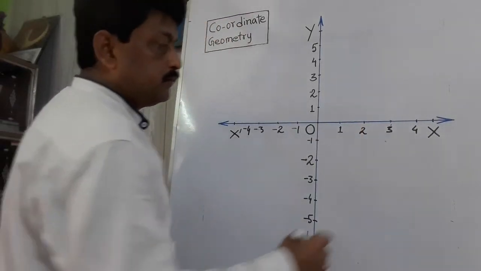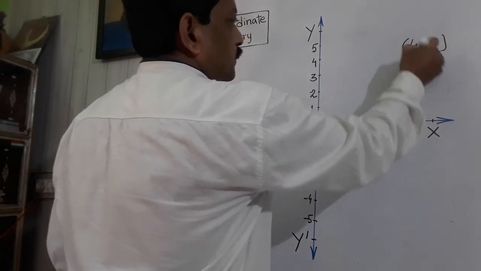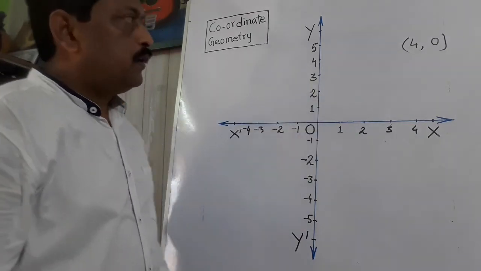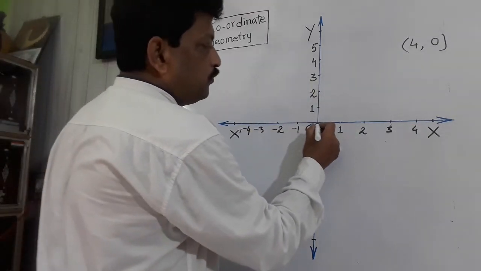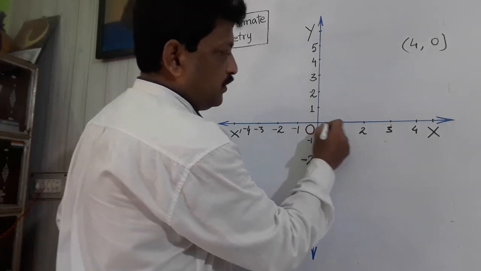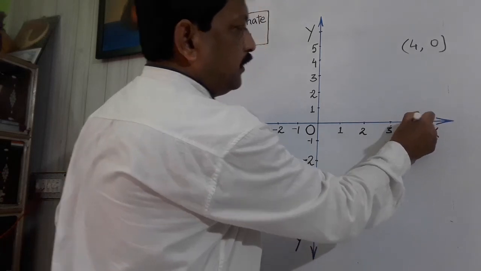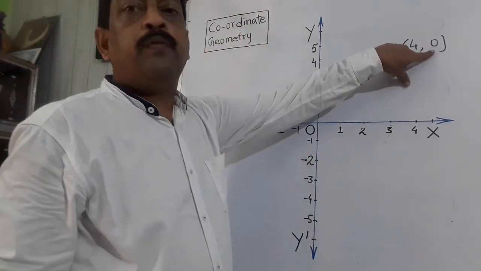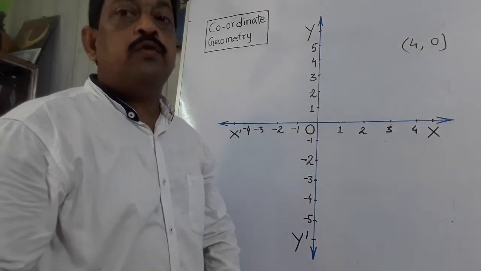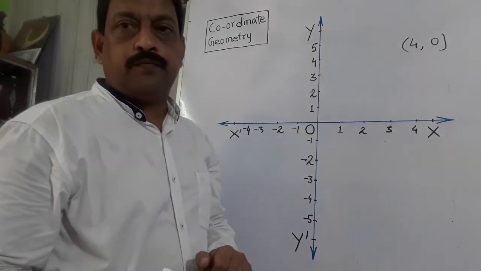Let the point be (4, 0). That means the abscissa is 4 and the ordinate is 0. So first we have to move 4 units to the right on the x-axis here, and then the ordinate is 0, which means we cannot move above or below because the value is 0.